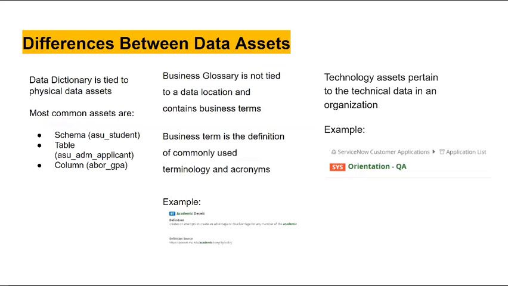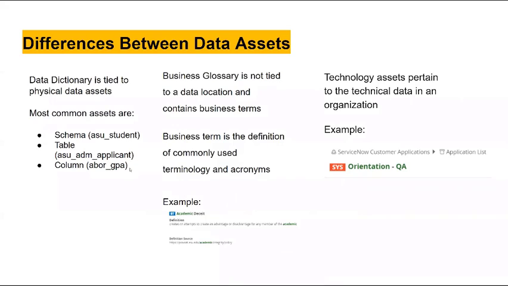So you may be asking yourself, Tori, what are the differences between all these data assets? You're throwing these terms at me. I don't know what they mean. So here is the difference between the data assets in Collibra. The data dictionary is going to be tied to physical data assets. The most common of those are schema, table, and column. And I have some examples of a schema, a table, and a column right there.